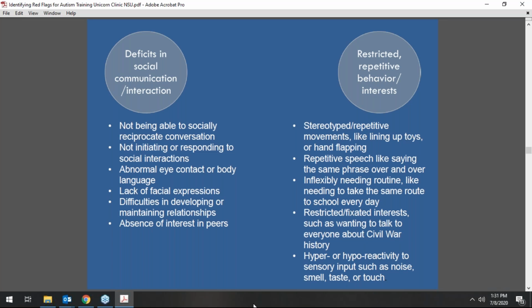Lastly, we have hyper- and hyporeactivity to sensory inputs such as noise, smell, taste, or touch. Here what we're talking about is sensory sensitivities. And here it could be in terms of things being aversive, so they don't like the sensory input, or they're sensory seeking, which means they want it. And I'll let Dr. Char talk a little bit more about that later on. We can go on to the next slide.